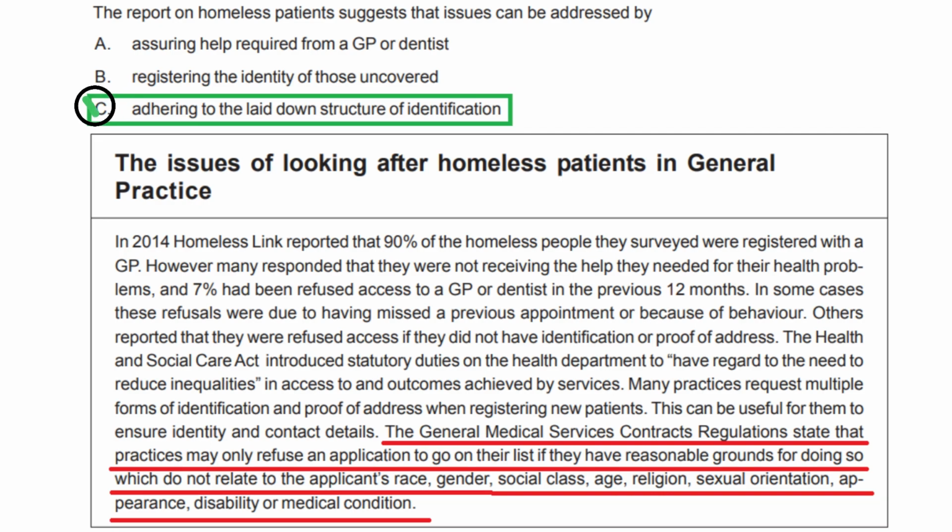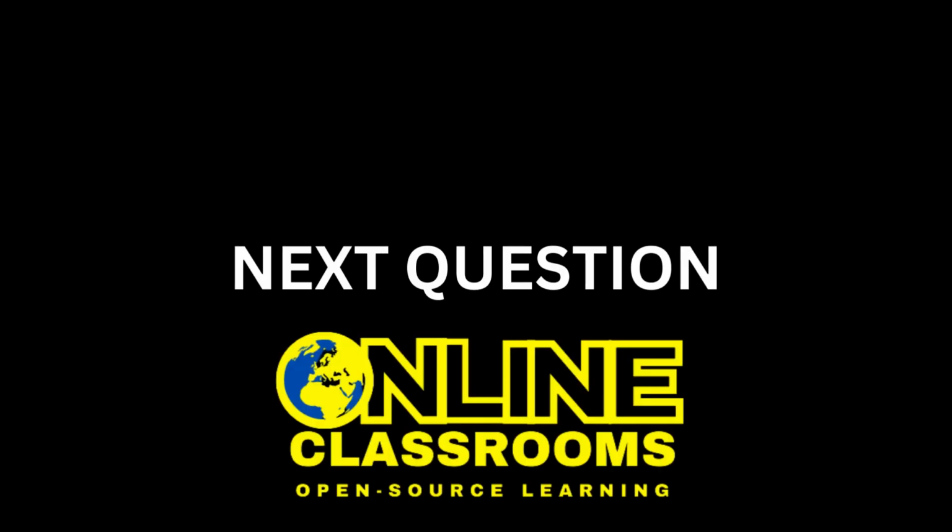In summary, option C is correct because it aligns with the paragraph's mention of the need for identification and proof of address when accessing healthcare services. Let's look at the next question.